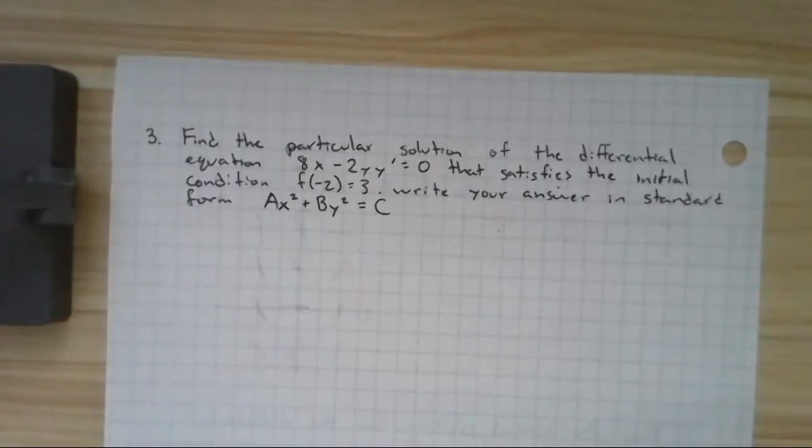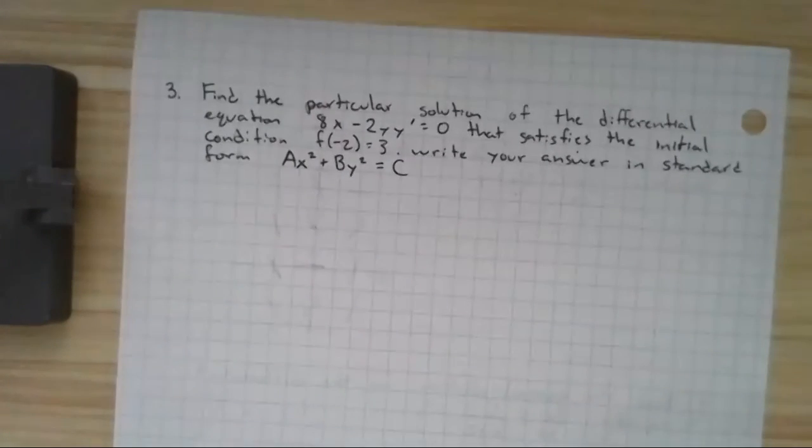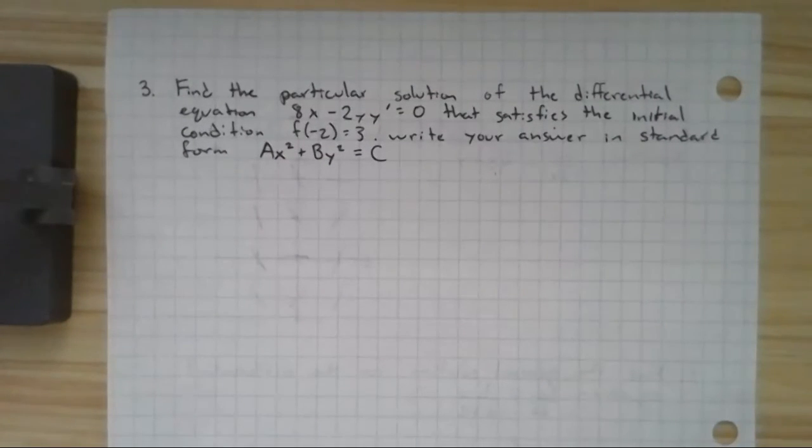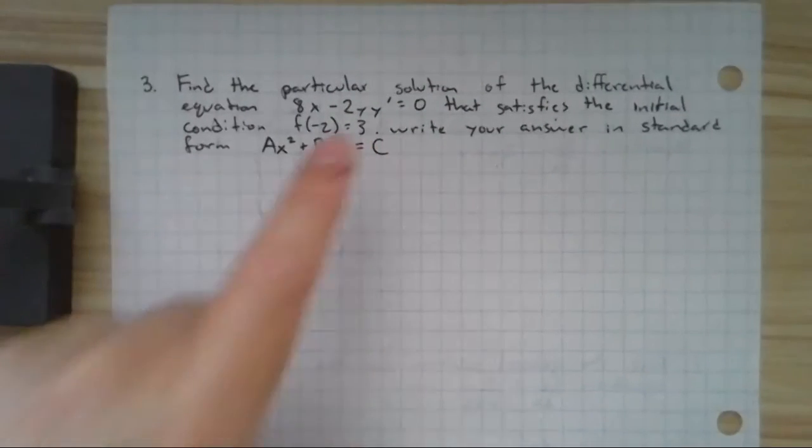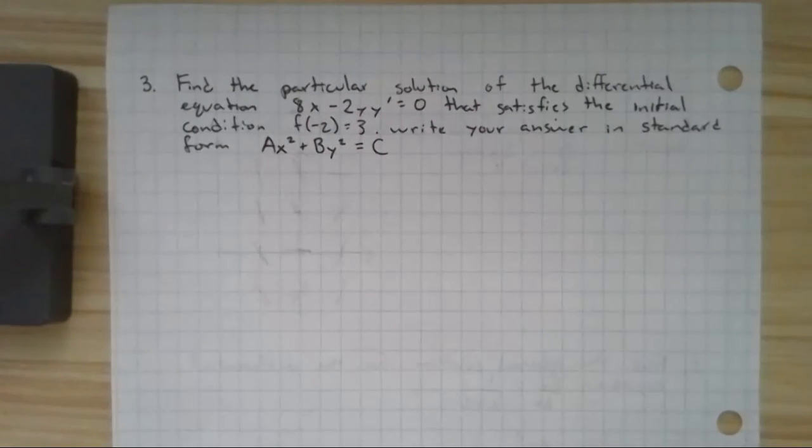Finally, it says find the particular solution of the differential equation, and we have 8x minus 2y y prime is equal to 0. That satisfies the initial condition and we have this. X value negative 2, y value would be 3. Write your answer in standard form.